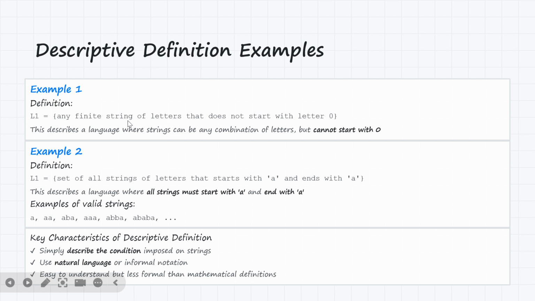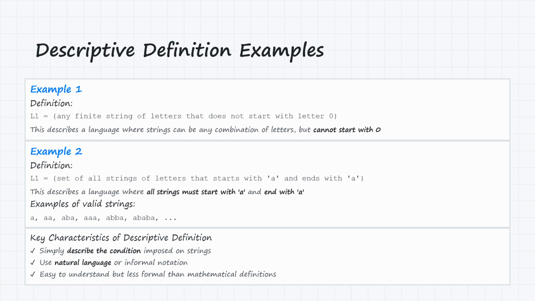For example, any finite string of letters that does not start with letter 0. This is the rule of defining a language. When we talk about descriptive definition, we write L1 is equal to, and we write the rule the same as it is in the brackets, so it becomes a descriptive definition. Also example 2: L2 is equal to the set of all strings of letters that start with A and end with A. This is a rule defining a language.